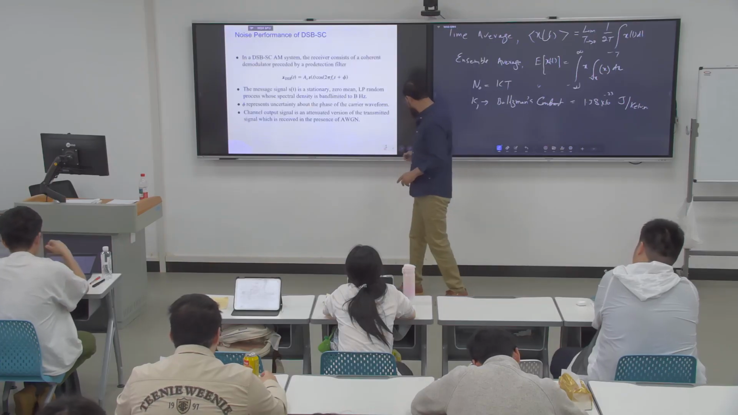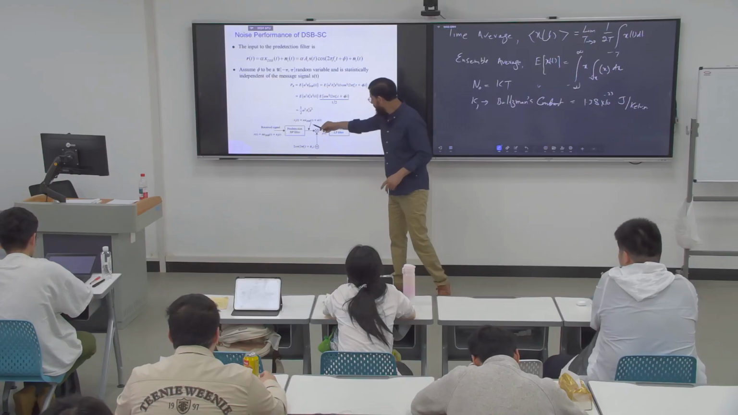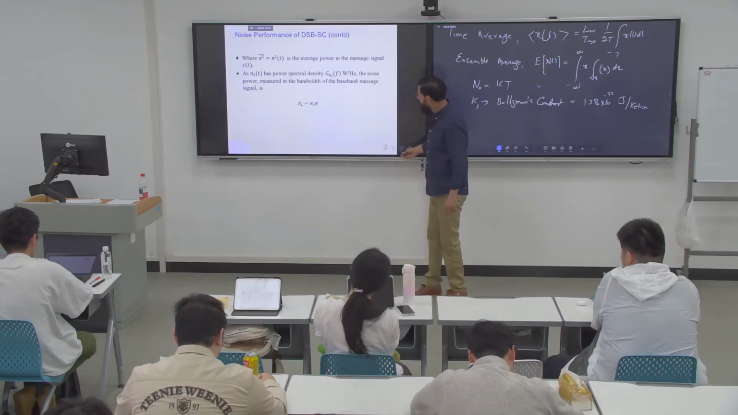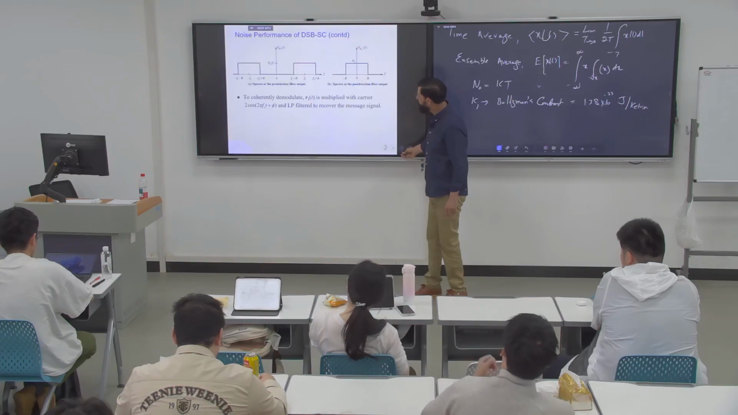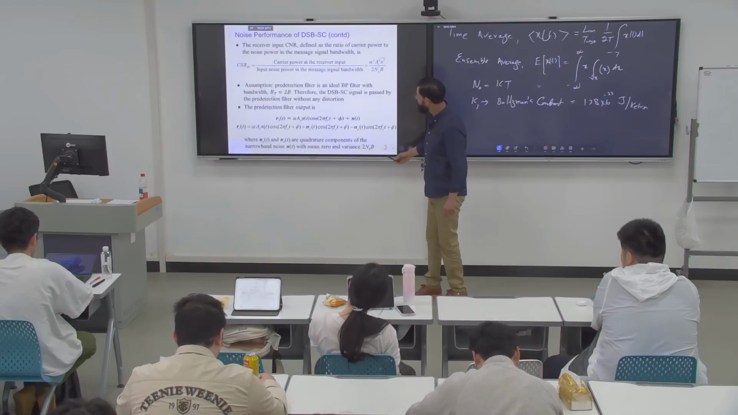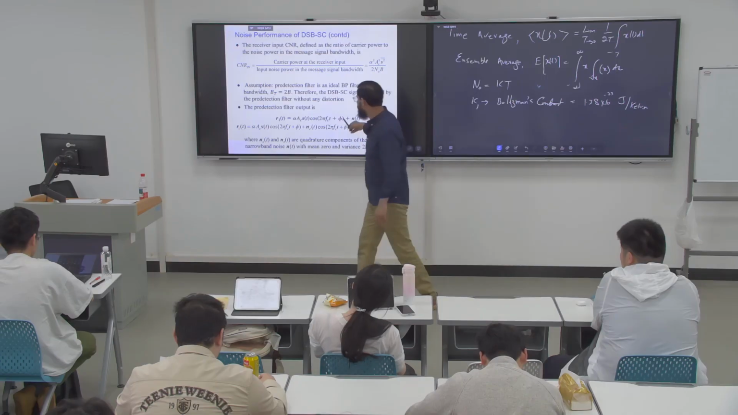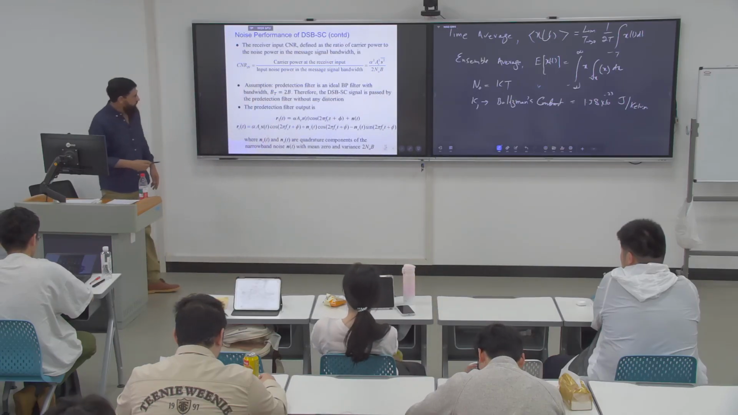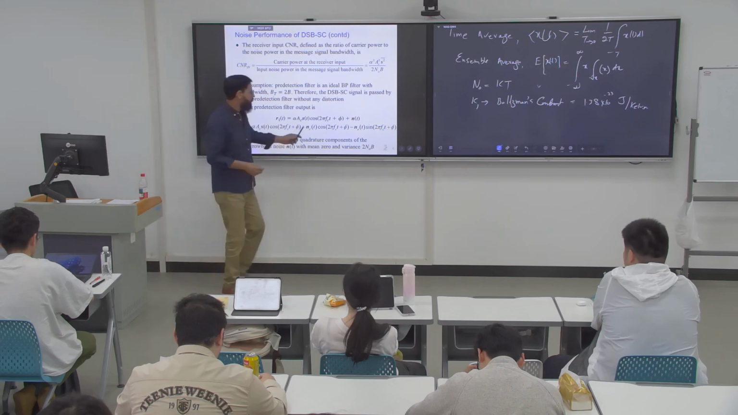This is R1, the pre-detection filter output. Now we have this, which is equal to this, and then simplify that. What we are doing is putting in NT.